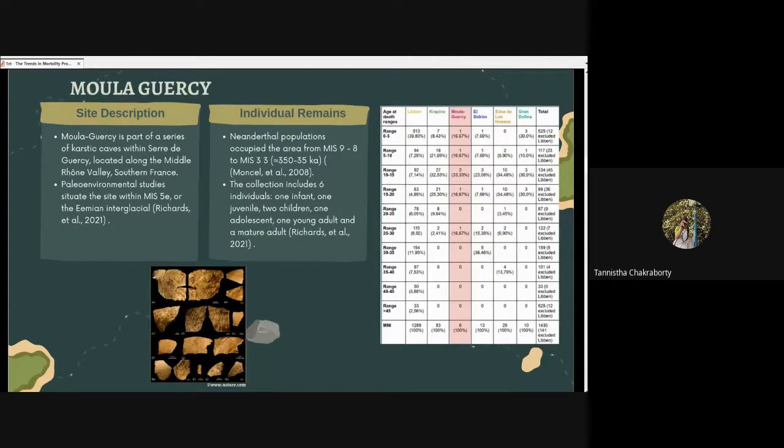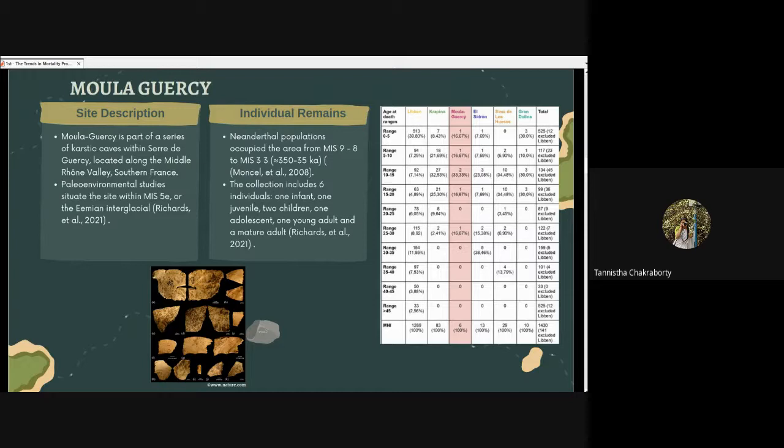The third site is Mulagarsi. It is a part of the karstic caves within the Sierra de Guerci, located in the Middle Rhone Valley, southern France. The chronology has been studied through paleo-environmental remains. It correlates with the marine isotopic sequence 5E. The archaeological interventions in the cave began around 1870, and continued for over a century.